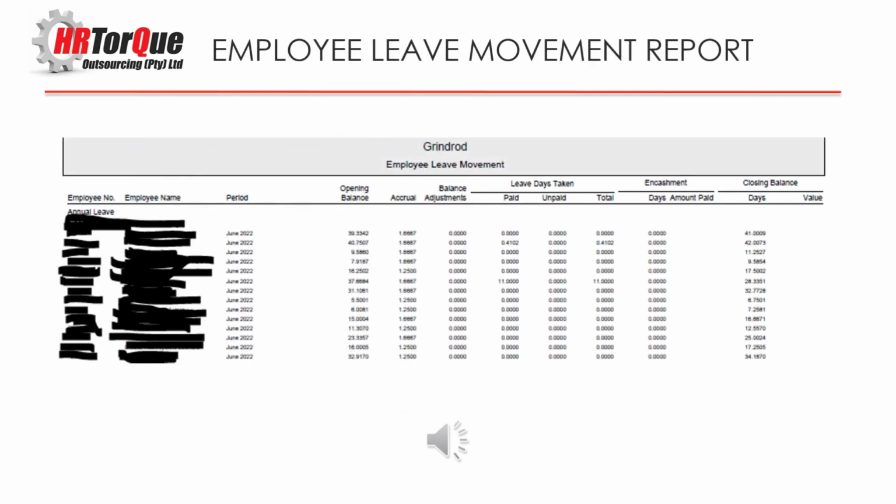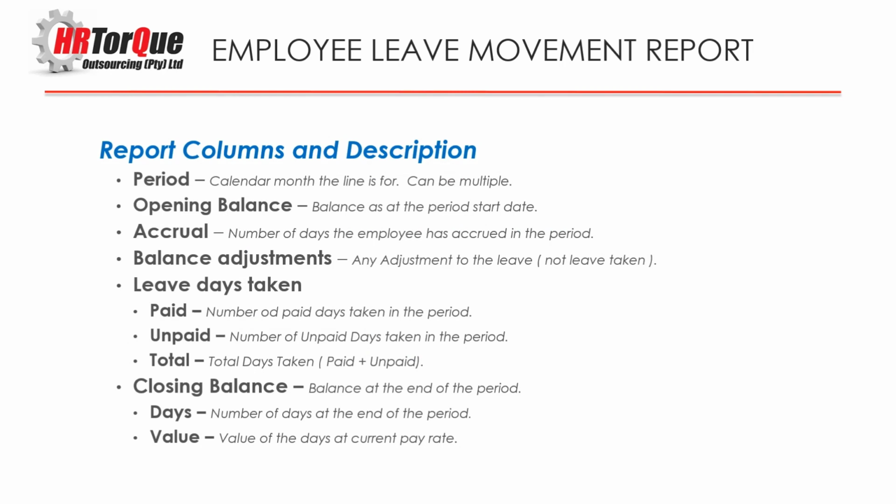The leave movement report is used to obtain all of the transactions that have happened for an individual for a specific pay period. So we can see on this report an opening balance, the accrual, in other words, how many days he's got this period, any balance adjustments that may have happened, as well as any paid or unpaid leave that he has taken, and then a closing balance. This report is also sometimes run with a cost at the end.